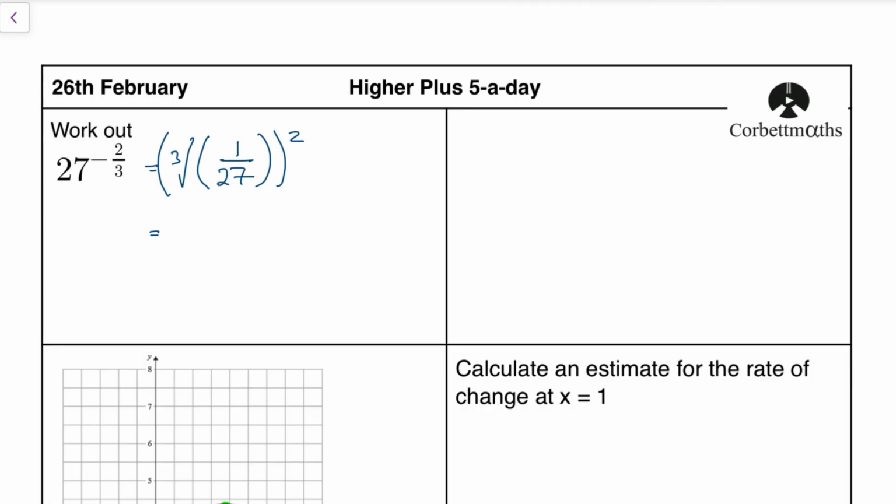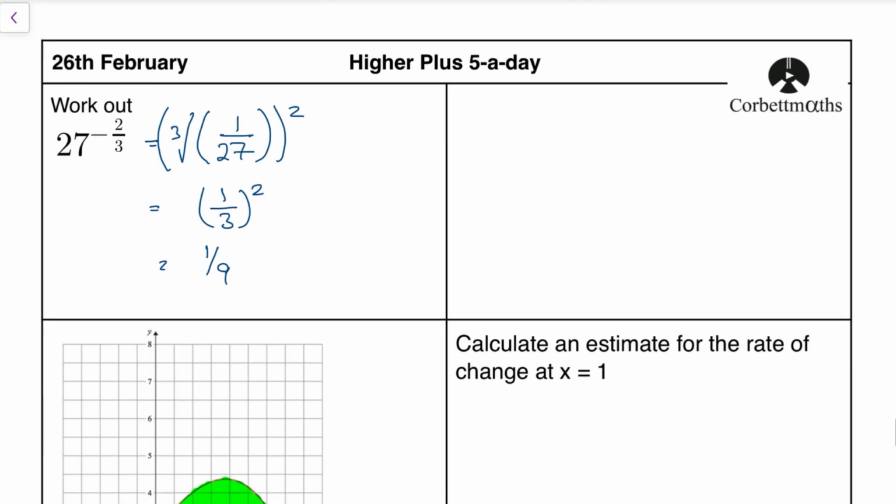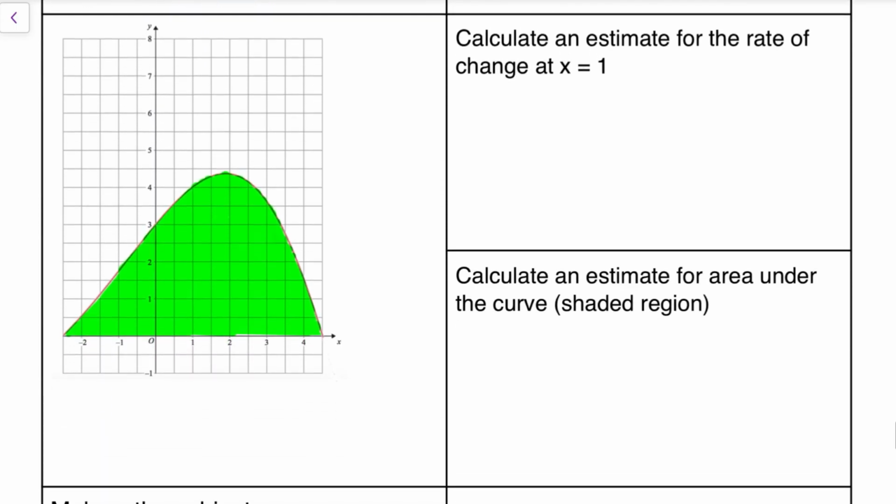Now the cube root of 27 is 3, so that's the same as 1 over 3 squared, and 1 over 3 squared is 1 squared over 3 squared, which is 1 over 9, which is my final answer and the first answer today. Well done if you got that.